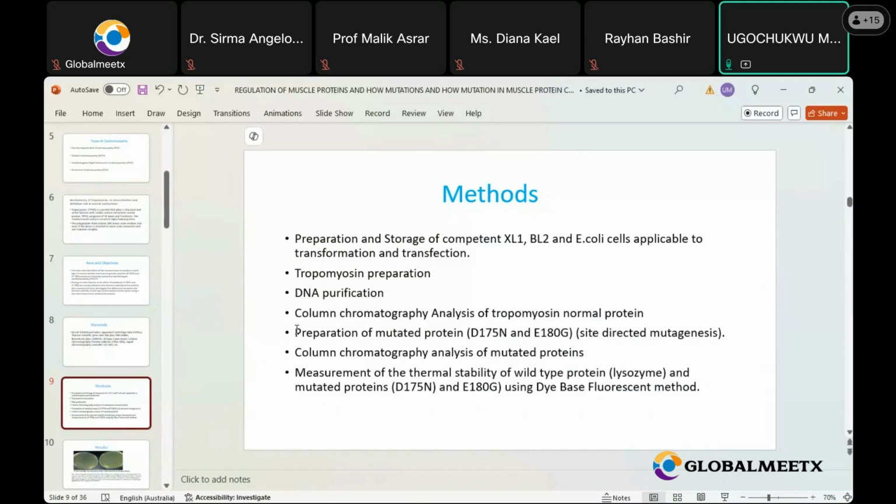6.24 microliters of mutated protein D175N were added to 38.7 microliters of buffer 1 and 5 microliters of dye in tube 2. They were also mixed thoroughly and loaded into the PCR machine for thermal stability measurement. 7.2 microliters of normal protein lysozyme were added to 37.7 microliters of buffer 1 and 5 microliters of dye in tube 3, mixed thoroughly, and put inside the PCR machine for thermal stability measurement.